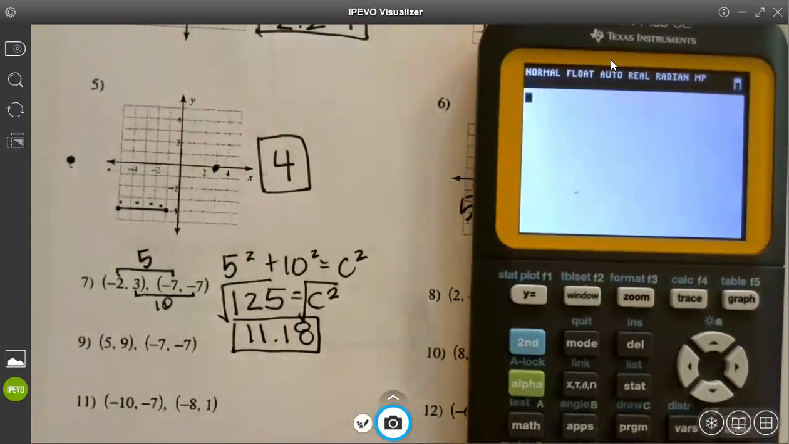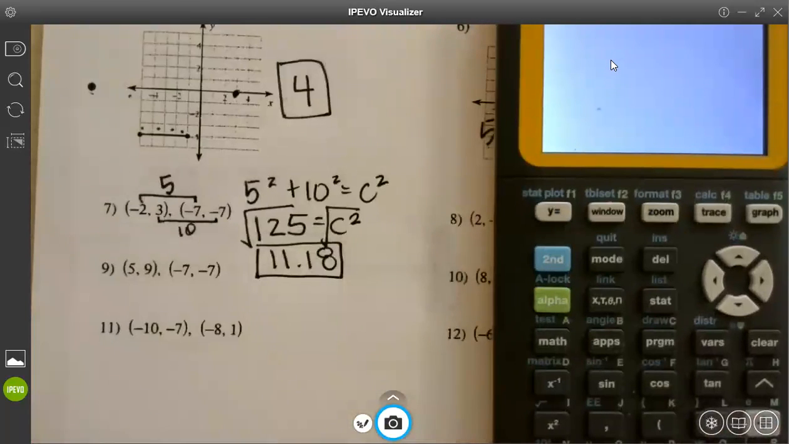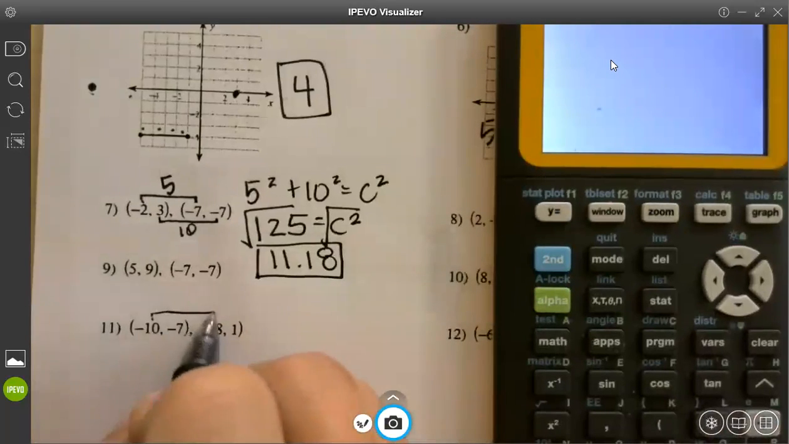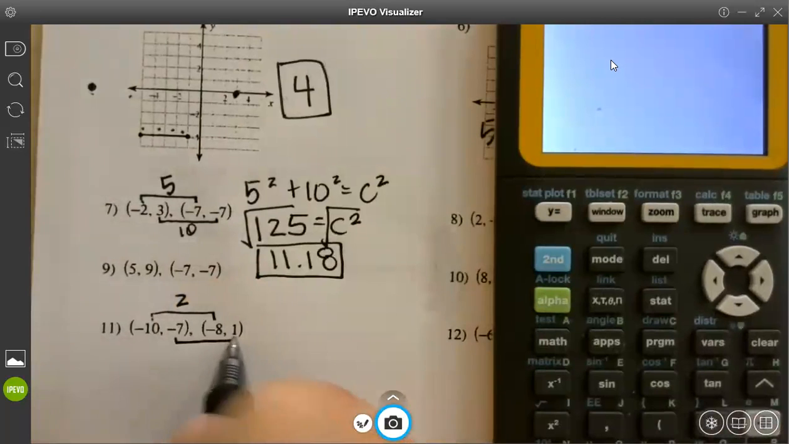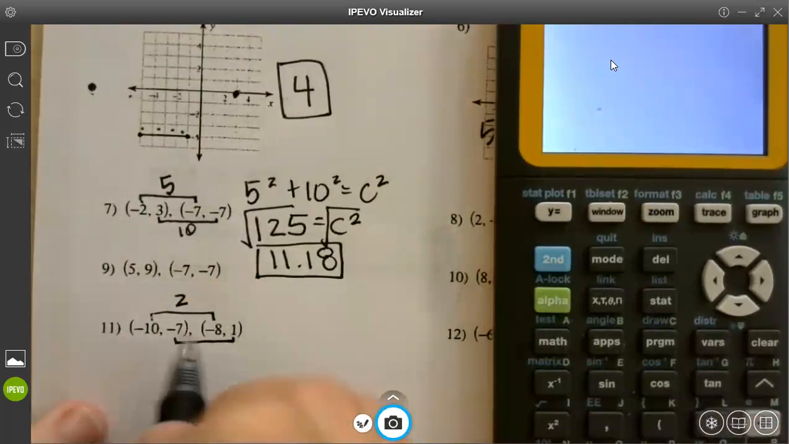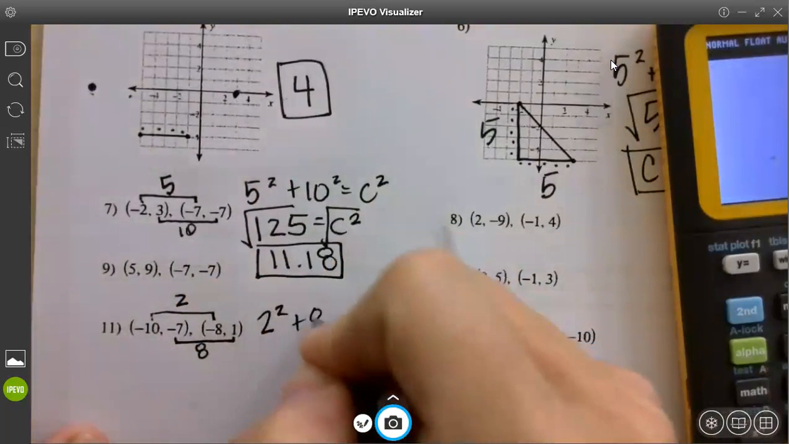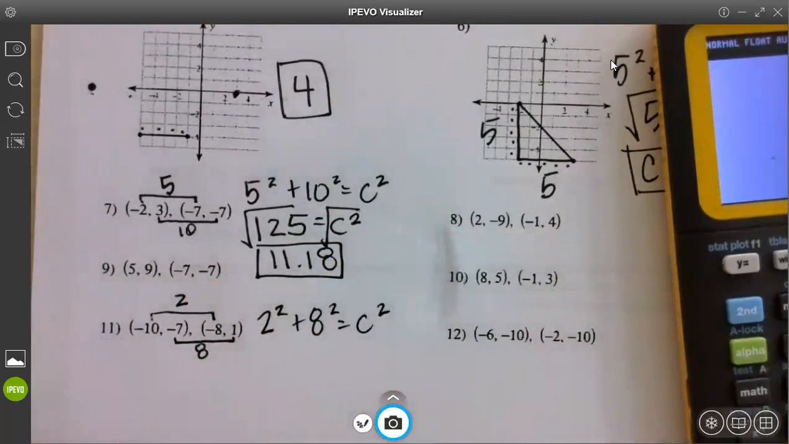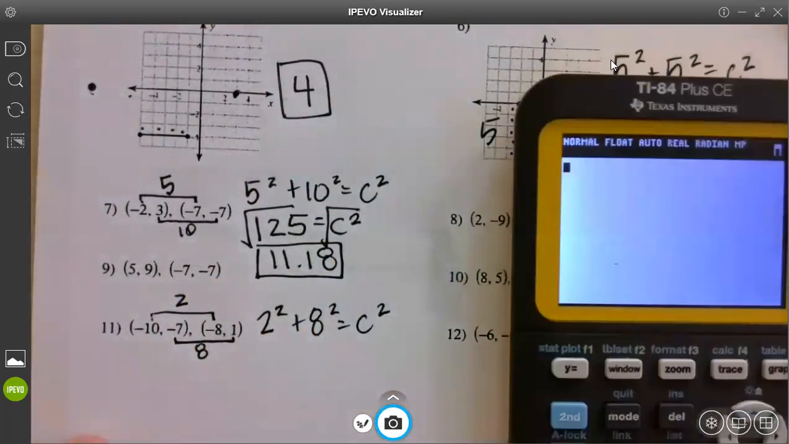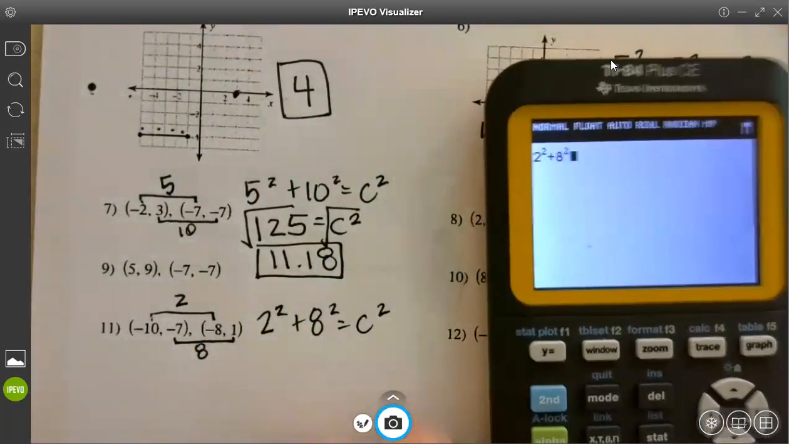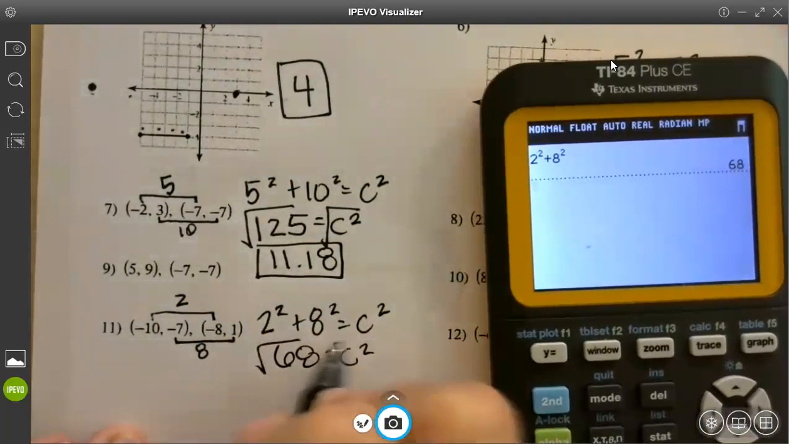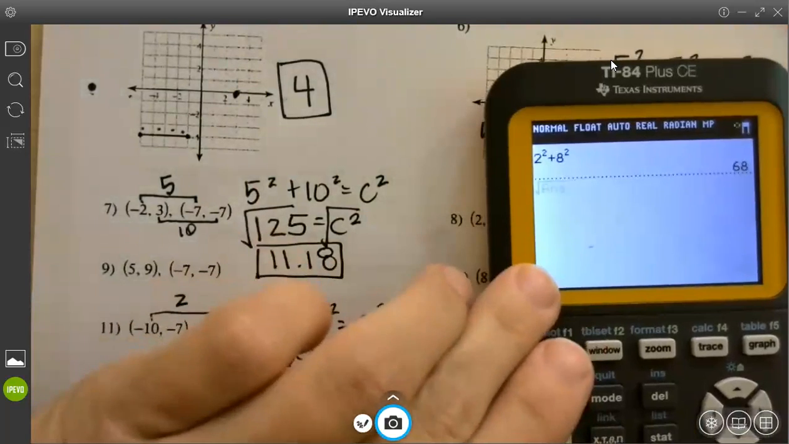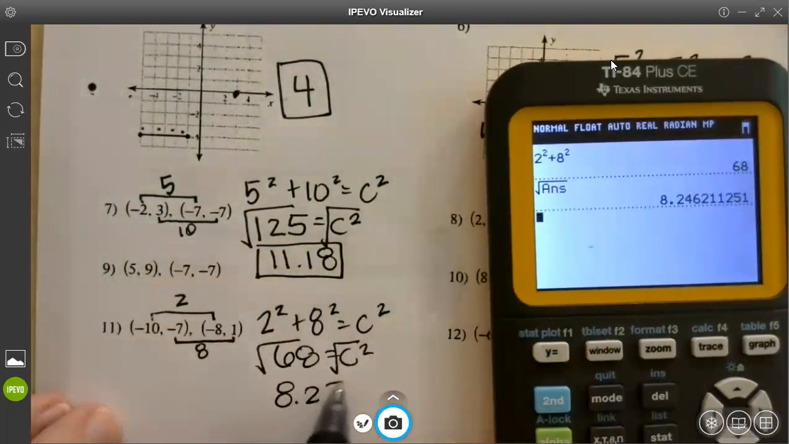Okay. All right, number 11. I'm going to skip number 9, go to number 11. On a number line, how far is negative 10 from negative 8? 2. How far is negative 7 to positive 1? 8. Those are your two numbers that go in your Pythagorean theorem. 2 squared plus 8 squared equals c squared. If you write them backwards, that's fine. It doesn't matter. Use your calculator. 2 squared plus 8 squared is 68. And then take your square root. And we get 8.25.